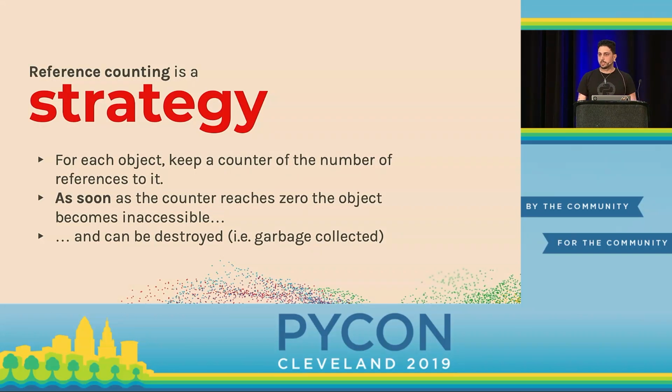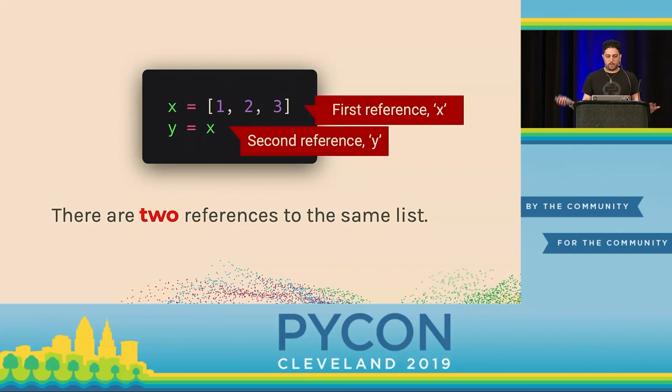For example, you have a list and an object is inside the list, then the number will be 1 because the list owns the object. In this case here, we have x, which is a list of 3 elements, and then we create a second variable. So we say that x has 2 references. One is the name x, and the other is the name y.